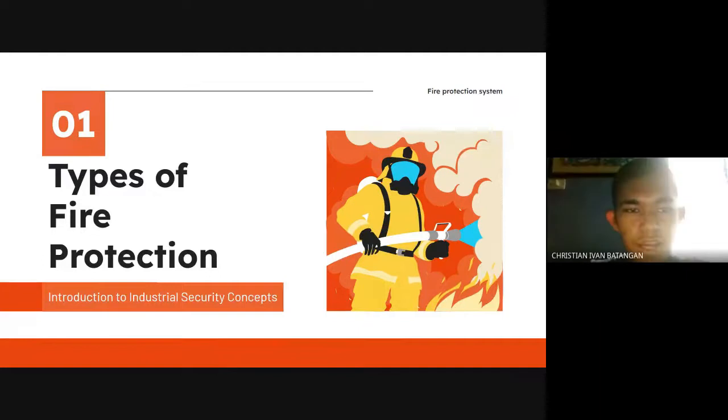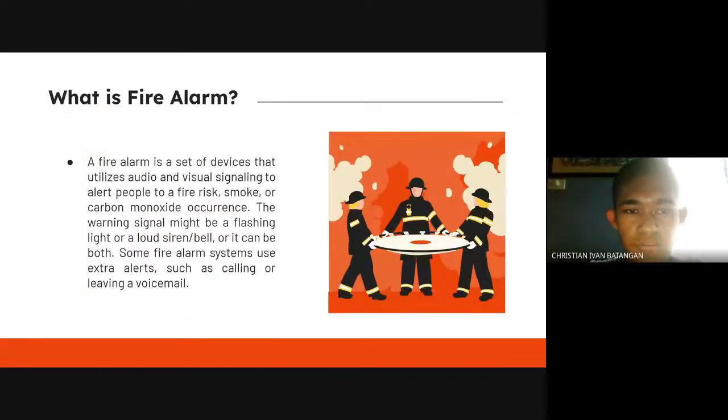The first type of fire protection would be the fire alarm. A fire alarm is a set of devices that utilizes audio and visual signaling to alert people to a fire risk, smoke, or carbon monoxide occurrence. The warning signal might be a flashing light or a loud siren or bell, or it can be both. Some fire alarm systems use extra alerts, such as calling or leaving a voicemail. Next slide, please.